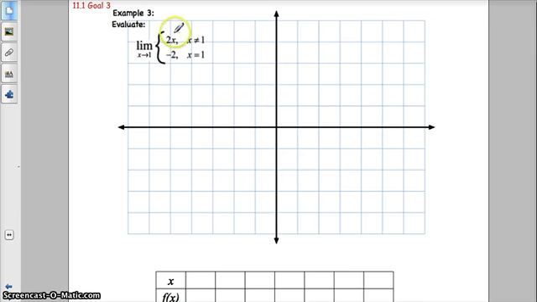Let's begin by sketching the graph of 2x when x does not equal 1. That means x can equal any value except 1. 2x is a linear function. It has a y-intercept of 0. So we'll start with our y-intercept of 0, and then our rise over run. Our slope is up 2, right 1. And remember, because x cannot equal 1, we have an open circle there. And then our slope up 2, right 1. We can go back to the origin and down to the left 1, down 2. So let's draw that line.